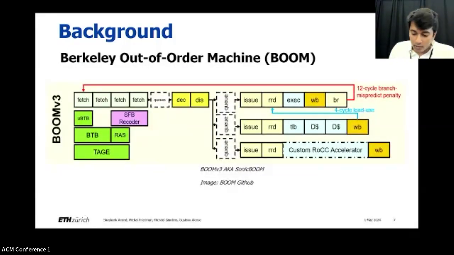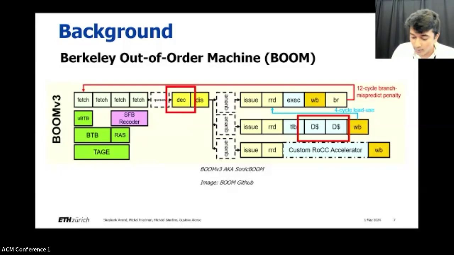So we do our work all on the Berkeley out-of-order machine, the BOOM core. BOOM is an open source out-of-order CPU core designed at Berkeley with a pipeline that looks something like you see on the slide. We don't have time to get too much into the details of this, but I will say that our work focuses on the decoder unit to add support for the new instructions. And the bulk of our work is in the L1 data cache, as can be seen in the pipeline.